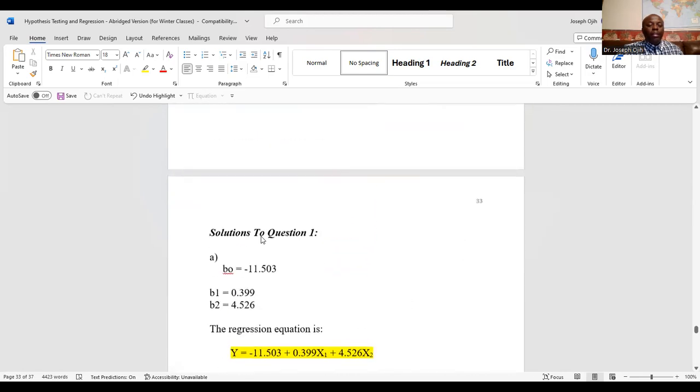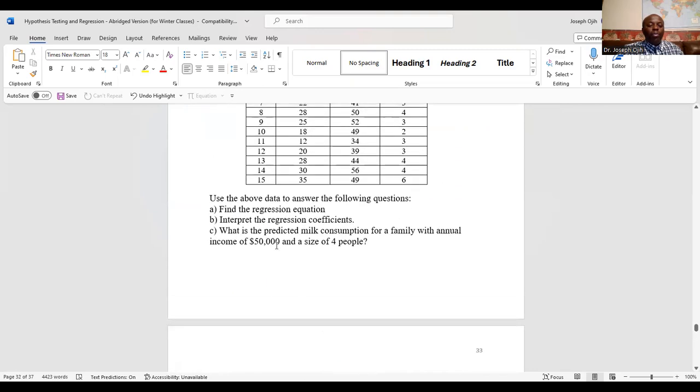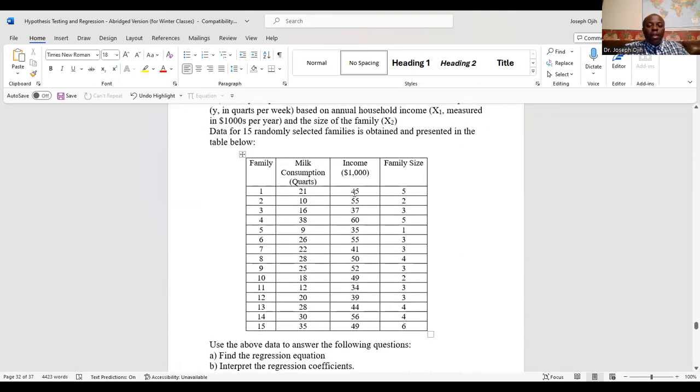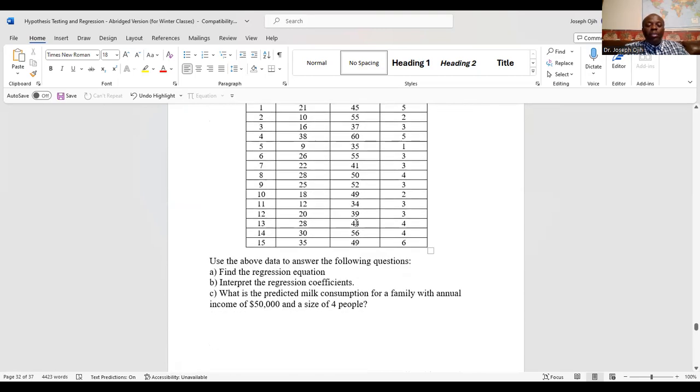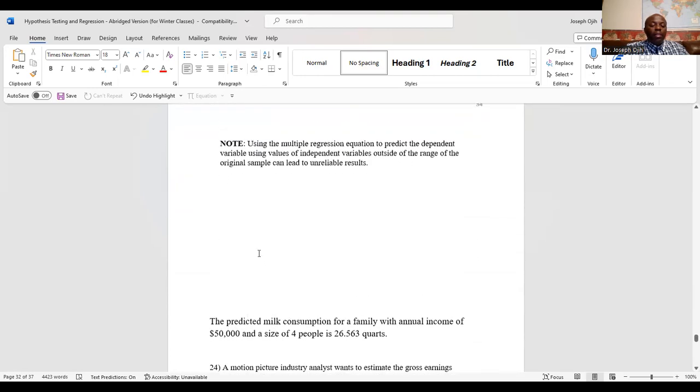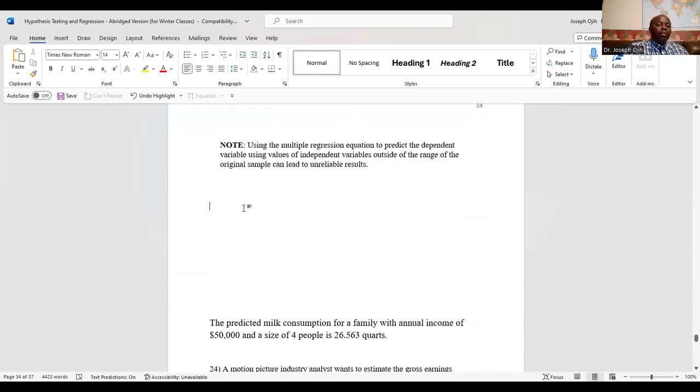Now let's do part C. Part C says, what is the predicted milk consumption for a family with an annual income of $50,000 and a family size of 4? So remember, income here is like 45 means 45,000, 55 means 55,000. So $50,000 means that x1 is 50. In this case, that's part C.